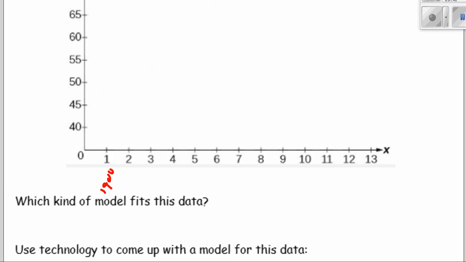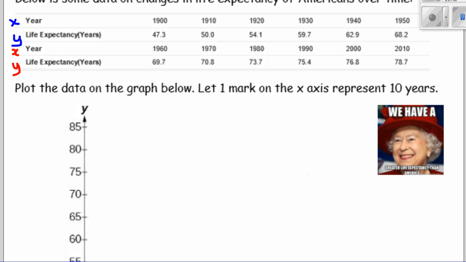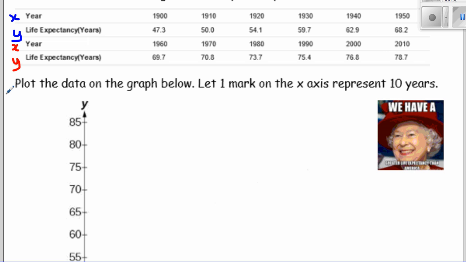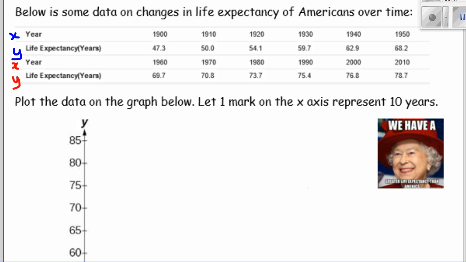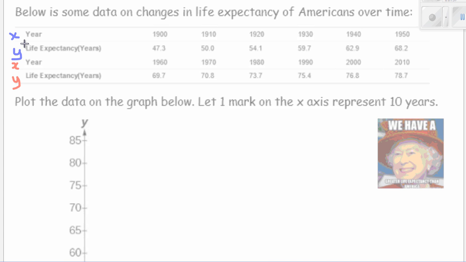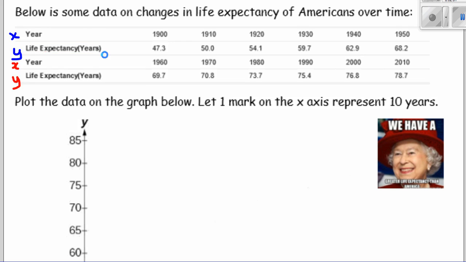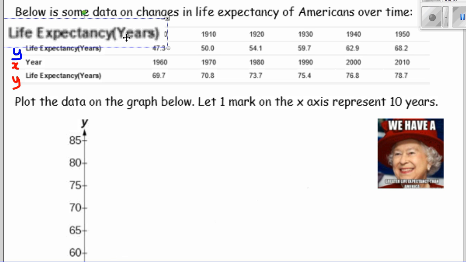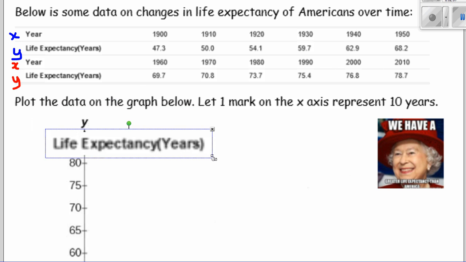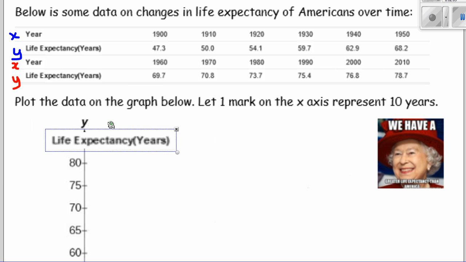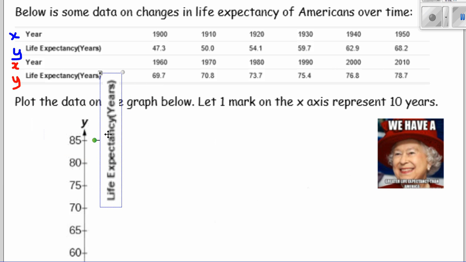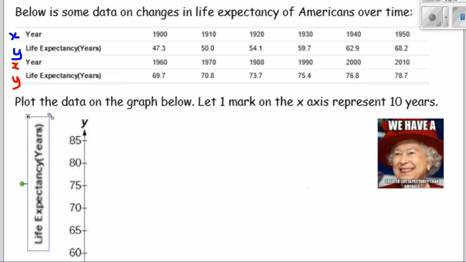Okay, so we'll have to label everything. Life expectancy in years, I'm having trouble because I'm not on an actual smart board now. So life expectancy in years is our Y data. You should handwrite yours, and it goes on the Y-axis. So label your Y-axis.